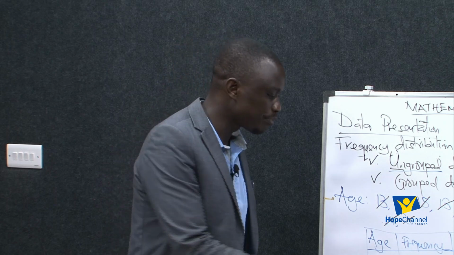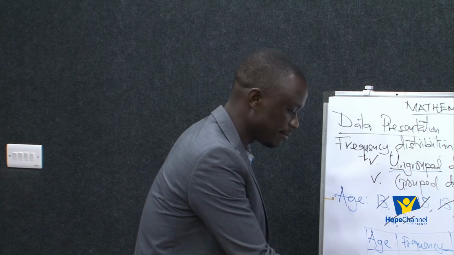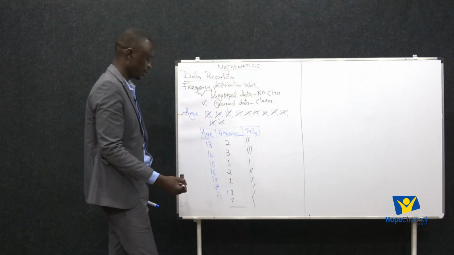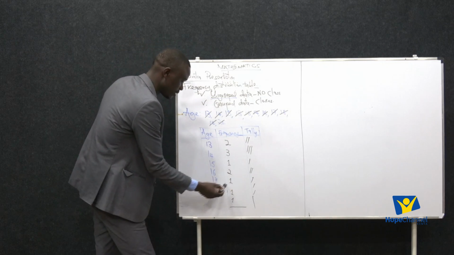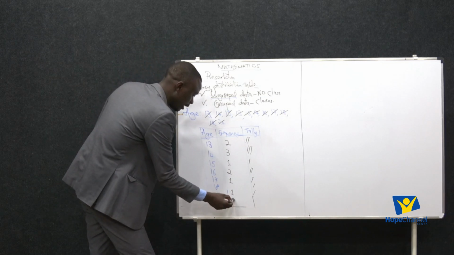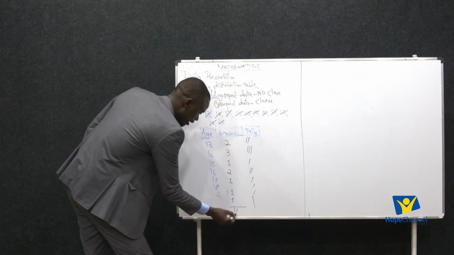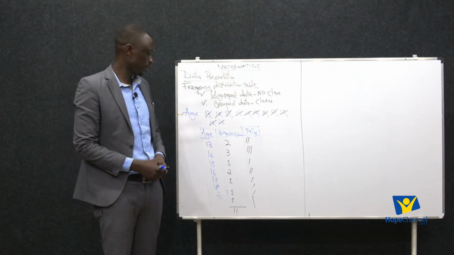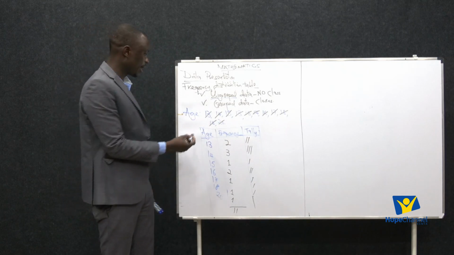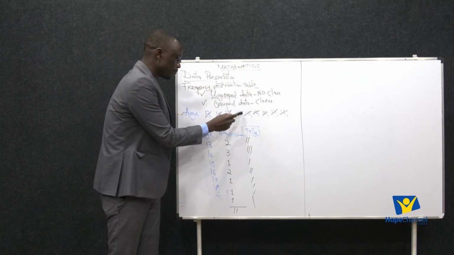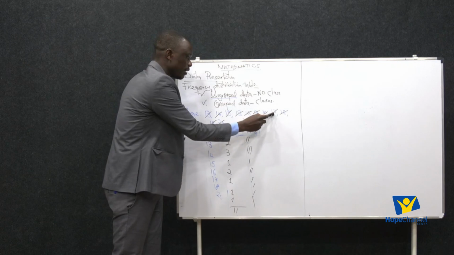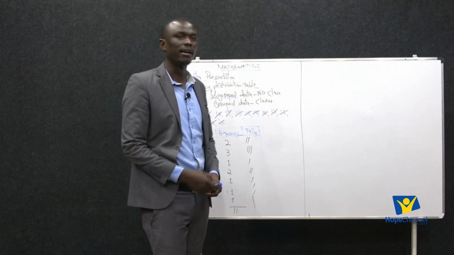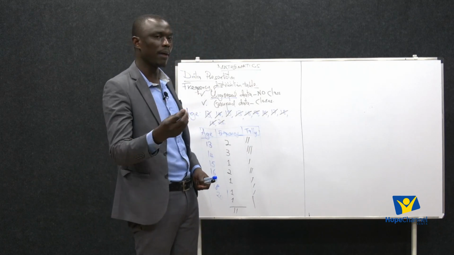So let's add. 2 plus 3 is 5. 5 plus 1 is 6. 6 plus 2 is 8. 8 plus 1 is 9. 10, 11. So the total here is 11. So we can also go again to our data and counter-check. 1, 2, 3, 4, 5, 6, 7, 8, 9, 10, 11. Good. So it means that we were accurate, and accuracy is the key when we are talking about statistics.